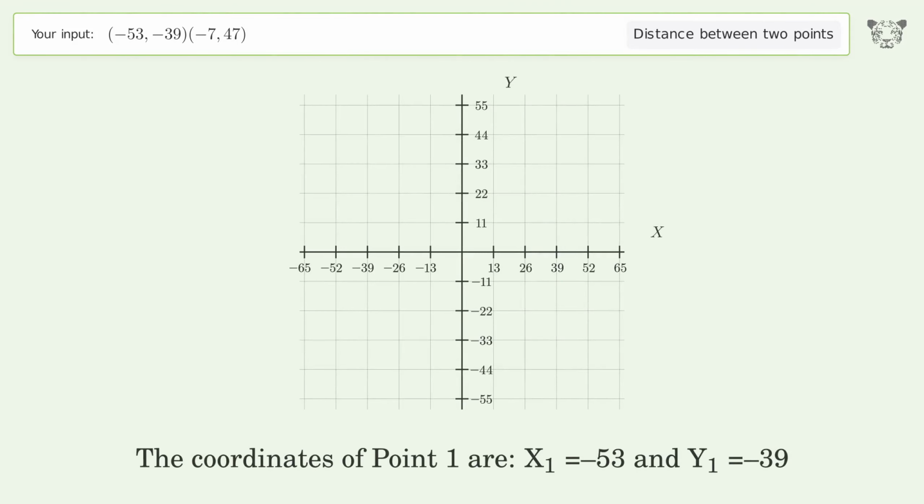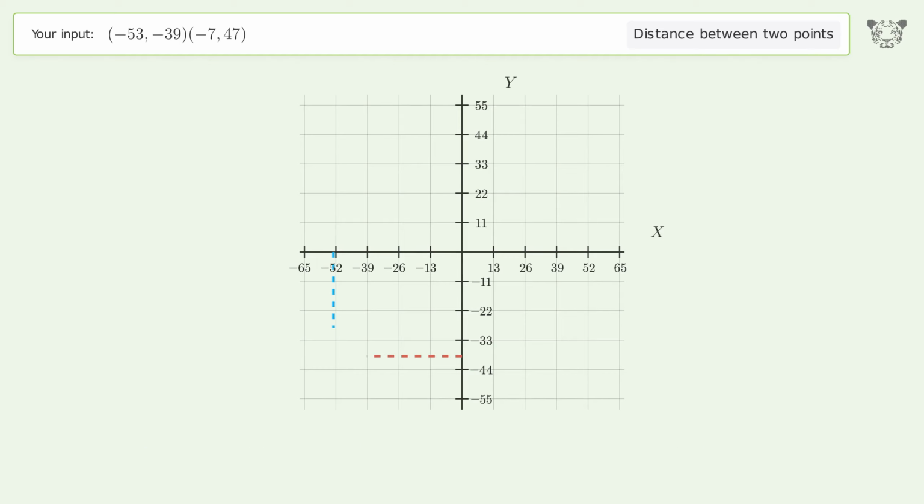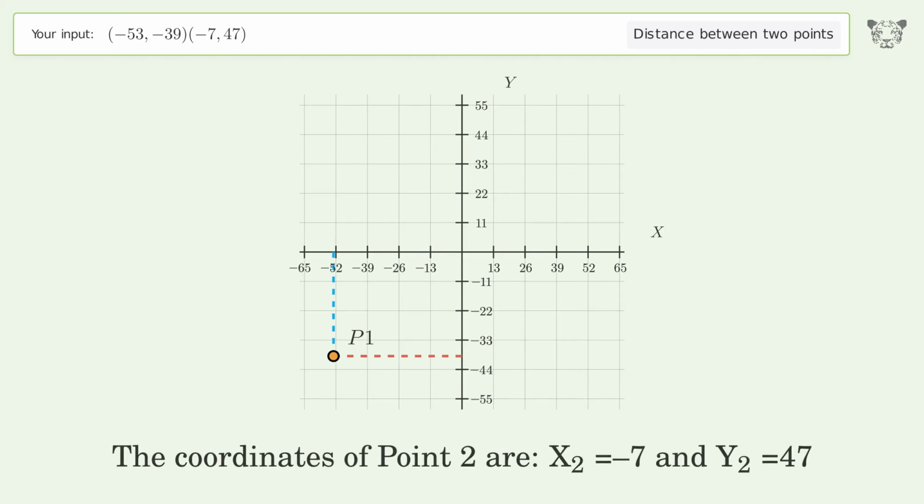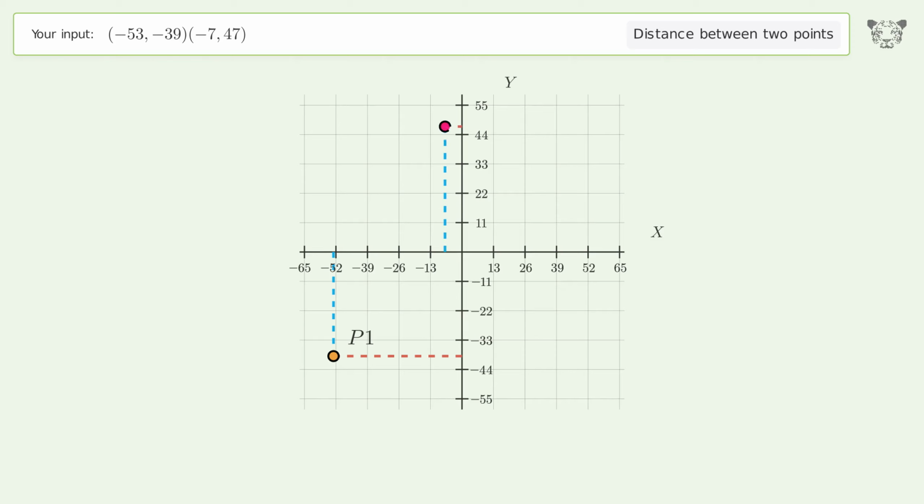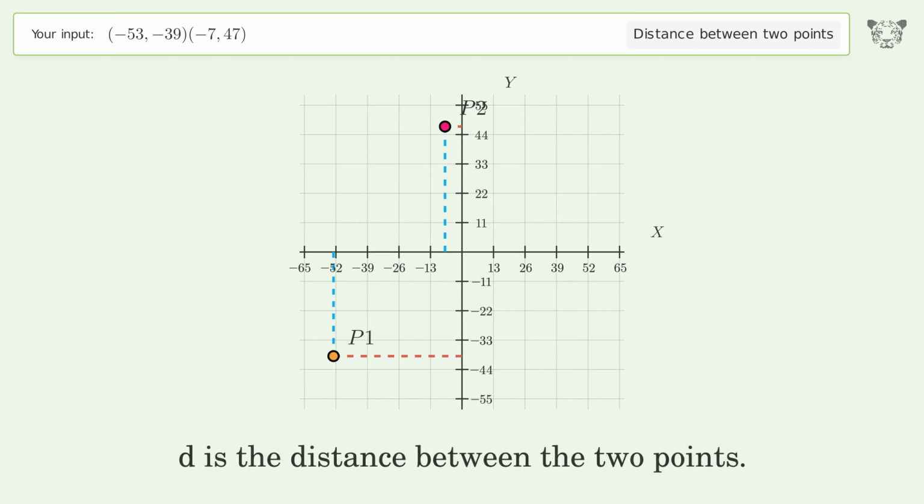The coordinates of point 1 are, x1 equals -53 and y1 equals -39. The coordinates of point 2 are, x2 equals -7 and y2 equals 47. D is the distance between the 2 points.